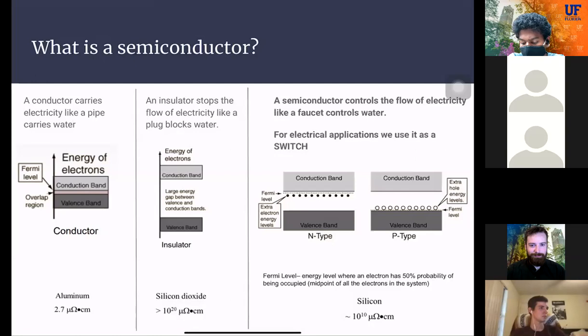Now, the resistance: you can see at the bottom that aluminum, a metal, has 2.7. Then silicon dioxide, which is an insulator, has 10 to the 20. That's a huge amount of resistance. Silicon is smack in the middle of this, like 10 raised to 10. So you get the idea, right?